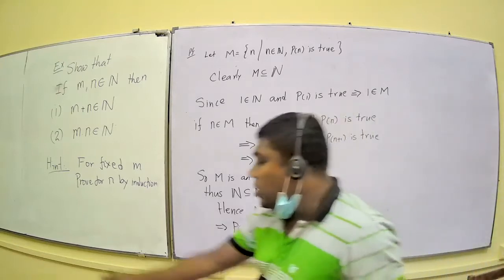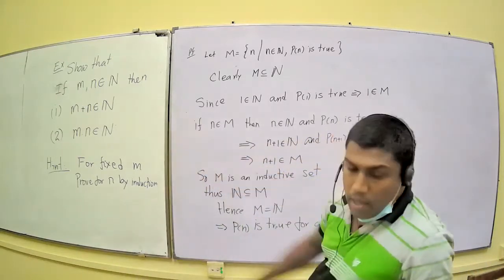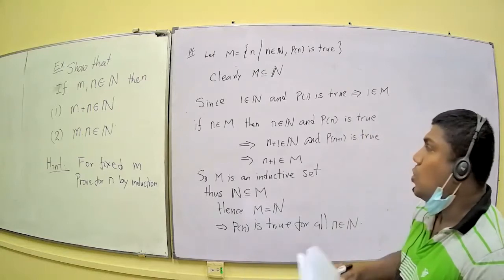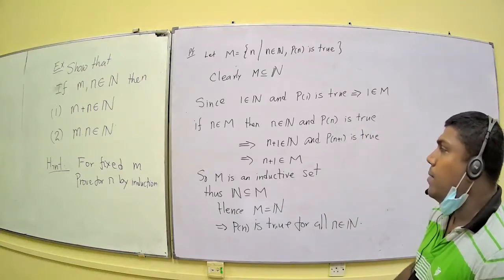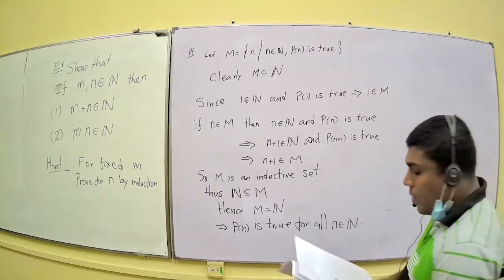So that is what you are trying to prove. By using mathematical induction, you can show that m plus n is a natural number and m times n is a natural number.